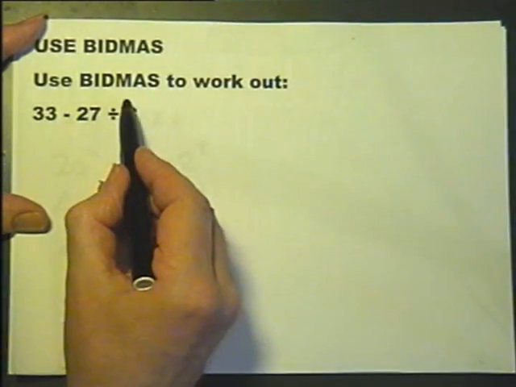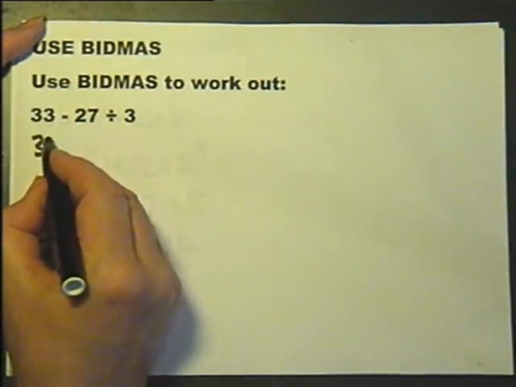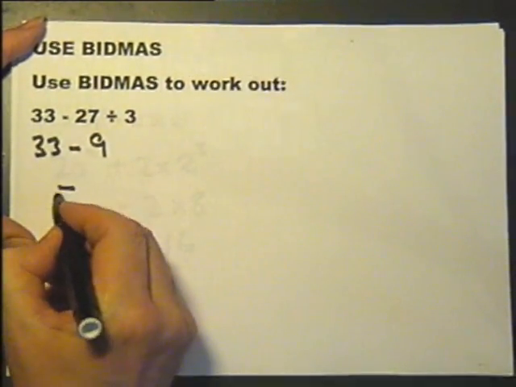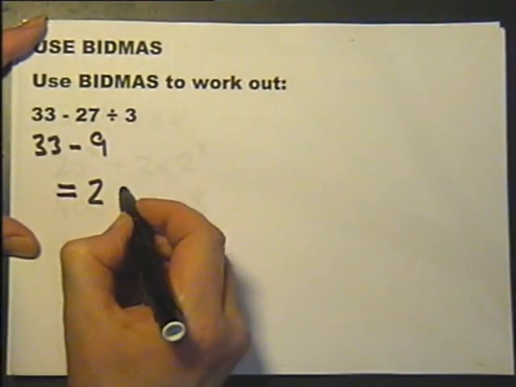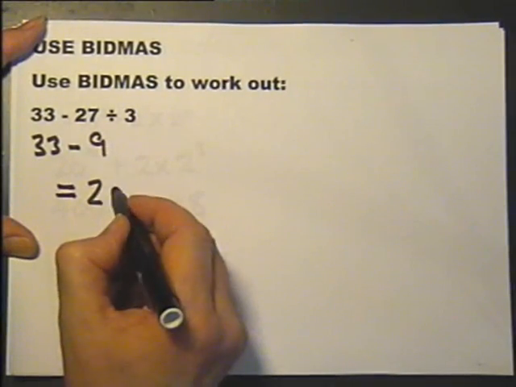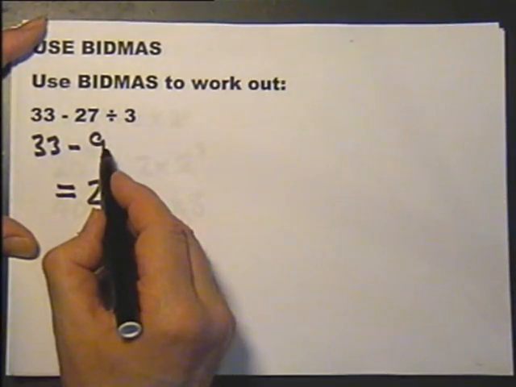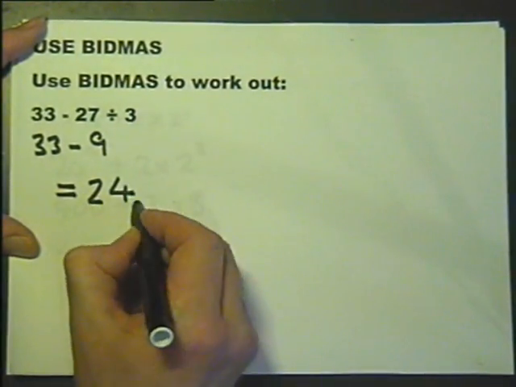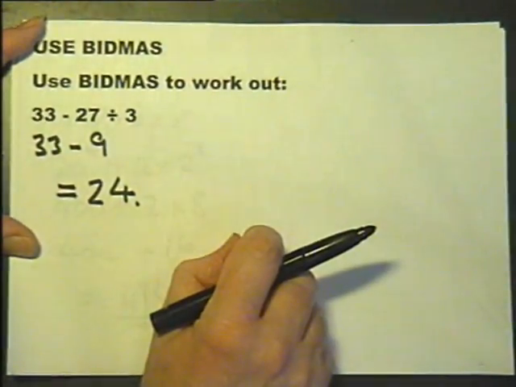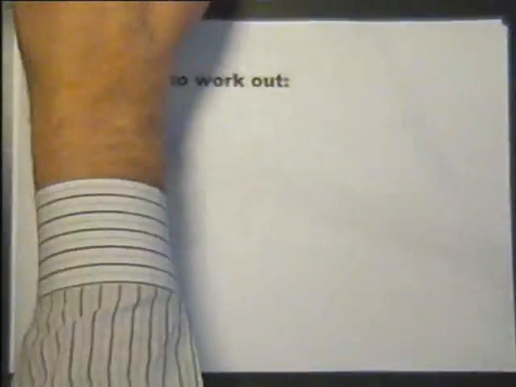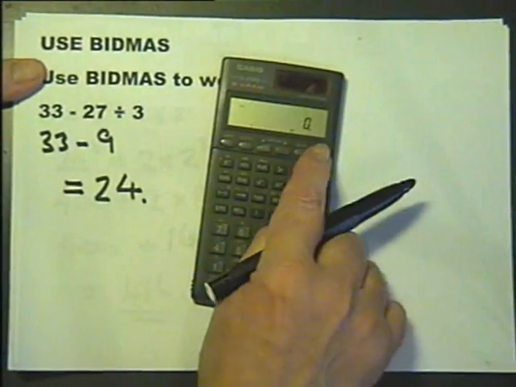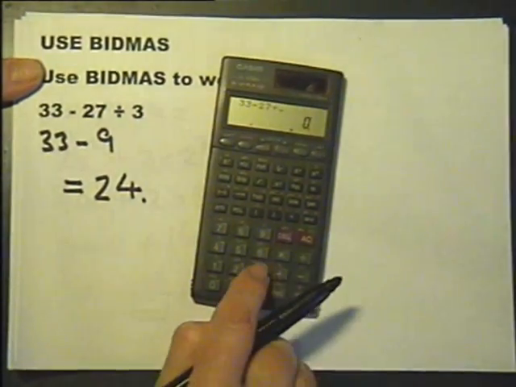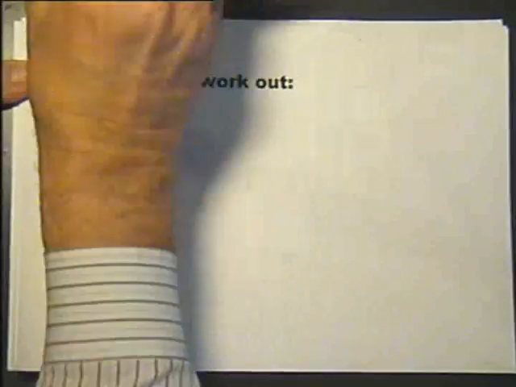Multiplication or division first, so I've got to do that bit first. So 27 divided by 3 is 9, and then I'll do the subtraction, which will give me 20. What will it give me? 20. Gone blank. What's 9 from that? That's 24, isn't it? That's a bit sad. I nearly needed the calculator then. Tell you what, let's just check it with the calculator, shall we? 33 minus 27 divided by 3. Oh, I did get it right.